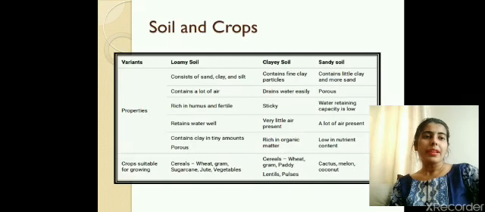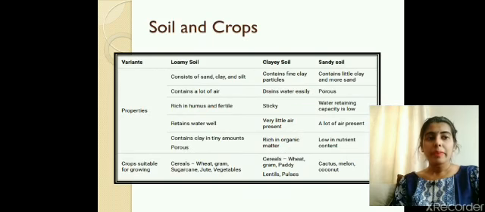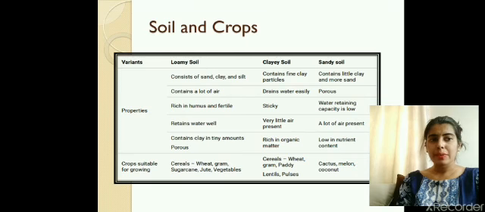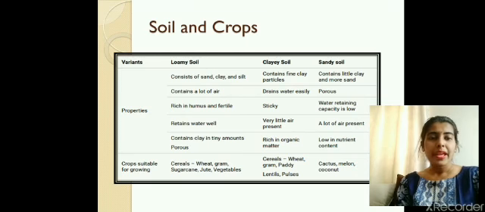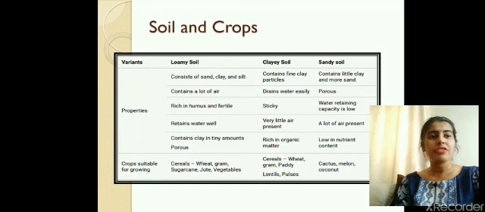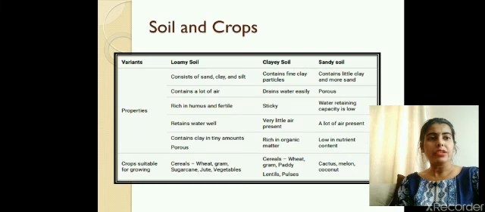So now we'll study which type of crops require what type of soil, because of their different properties. As I told you, loamy soil is considered best for growing crops because it has an adequate amount of air spaces required for growth of the plant. It is rich in humus and fertile. It retains water very well. It contains clay in very tiny amounts. It is a porous type of soil which is very fertile for the crops. So here we can grow wheat, gram, sugarcane, jute, and different types of vegetables.